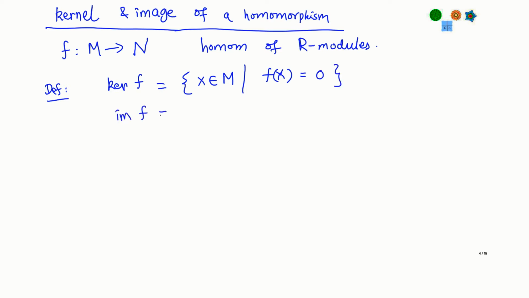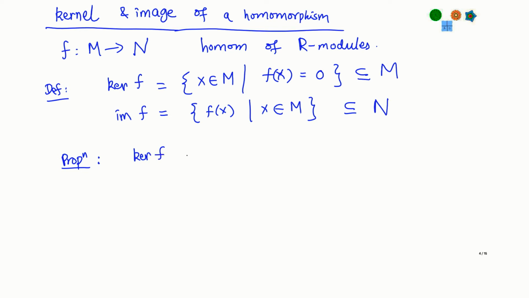The image of this map is of course just the image, in the sense just f of x as x ranges over M. So clearly this is a subset of N, this is a subset of M, and here's the immediate proposition: the kernel is a submodule of M and the image is a submodule of N.